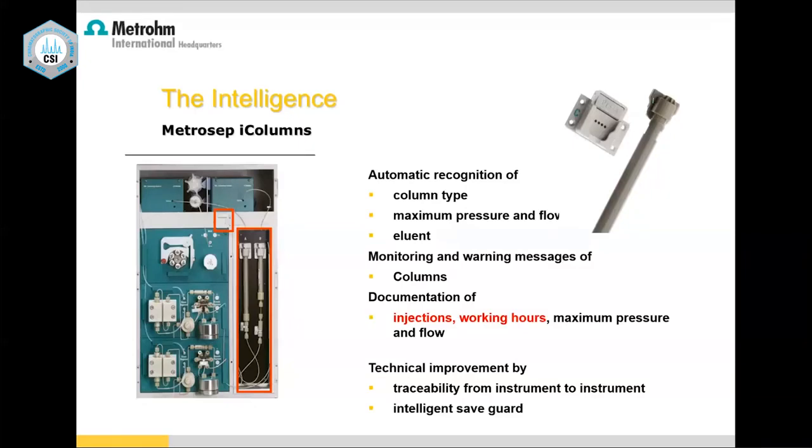Similarly, if the column is rated for 2000 psi and the pressure exceeds because of some mishap down the line, it's going to say, no, I'm going to shut down the system. Similarly, if you try to set a flow rate of more than 1.5 ml, even if you set 1.51 and the column is rated for 1.5, it's going to say, no, you cannot.